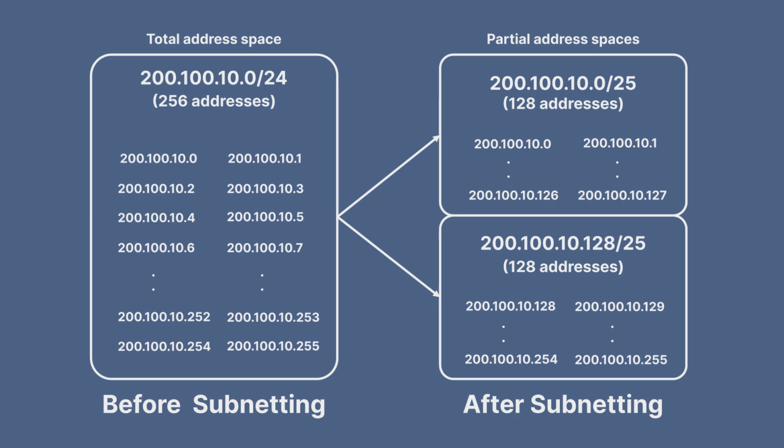200.1.2.0. The subnet mask is 255.255.255.192. It is the class A interface. Then 200.1.2.64, it is the network ID. The subnet mask is 255.255.255.192. The class B started.